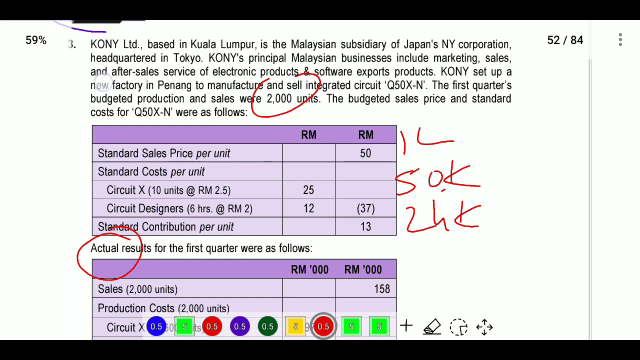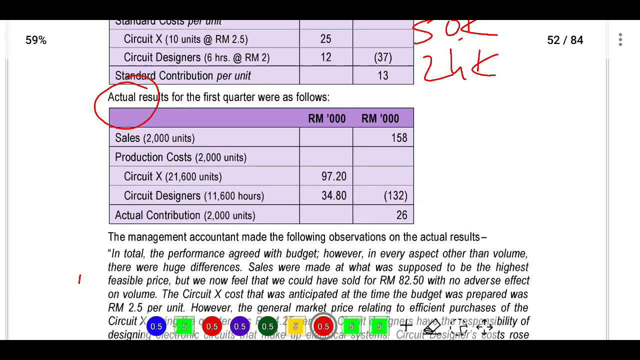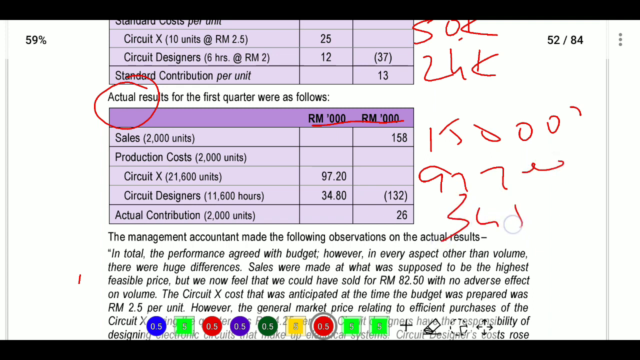So we got the budgeted production, now we have the actual production. What do they provide? They provide amounts directly. So sales is 1,58,000. Next, production cost will be 97,200. Okay, and customer design will be 34,800.